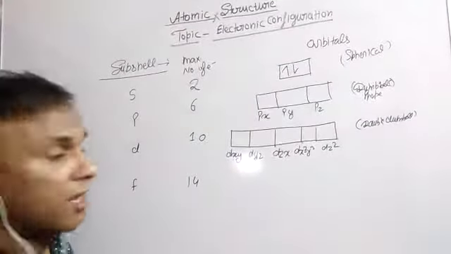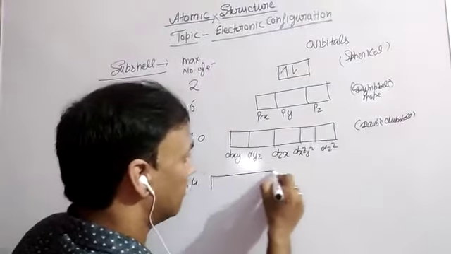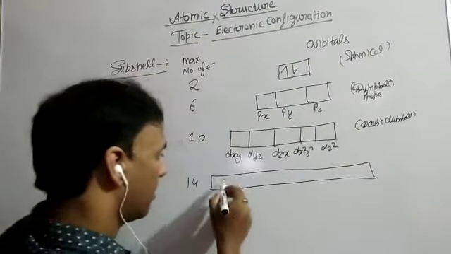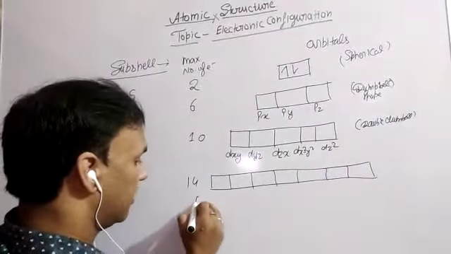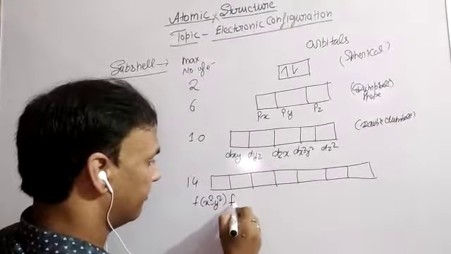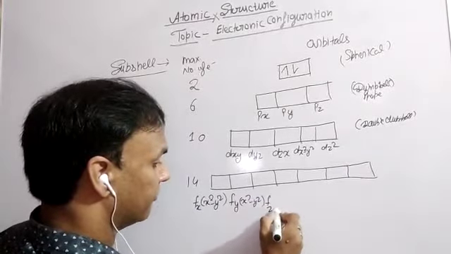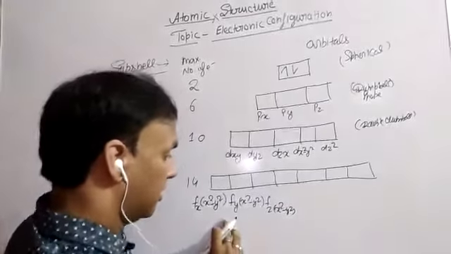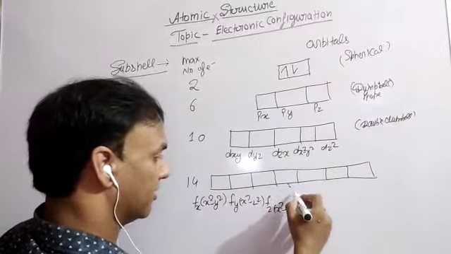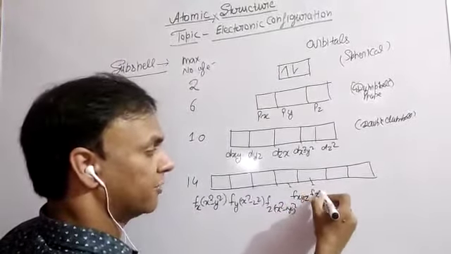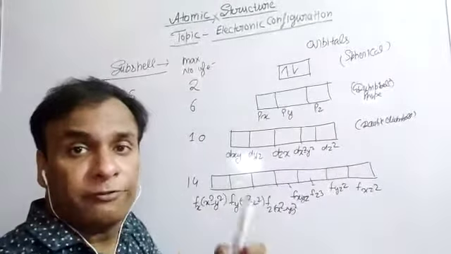The f subshell contains 14 electrons. That means the number of orbitals is half, 7: 1 2 3 4 5 6 7. The names are f x(x square minus y square), f y(x square minus z square), f z(x square minus y square), f xyz, f z cube, f y z square and f x z square. These are the names of the orbitals.